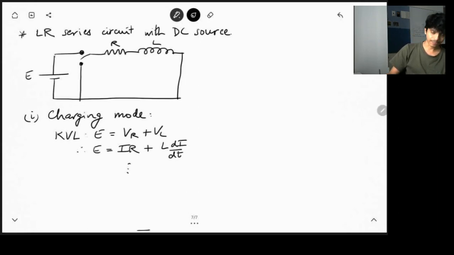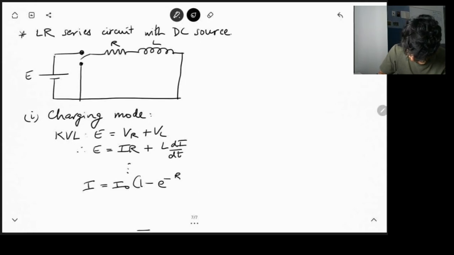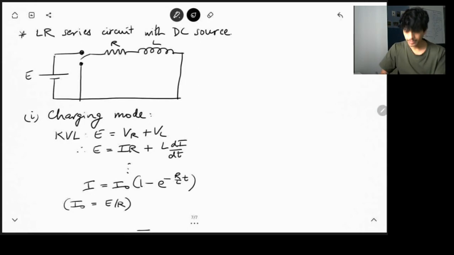So you can solve it exactly the same way as we did before. And so I'm not going to do the whole calculation again because it's straightforward now that you know how to do it. What you get in the end of this calculation is I equals I0 times 1 minus e to the minus R by L t. Do you see the similarity with what was there before? I should define what I0 is. I0 is E over R. This is the maximum possible current that can flow through the circuit.